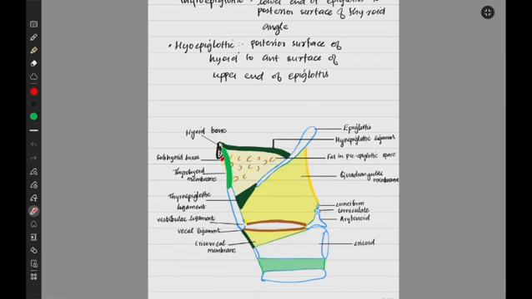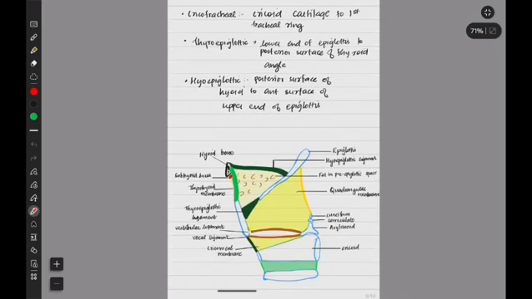The hyoepiglottic ligament extends from the posterior surface of the hyoid bone to the anterior surface of the upper end of the epiglottis. So this is the hyoepiglottic ligament. These are the major extrinsic ligaments and membranes present in the larynx.